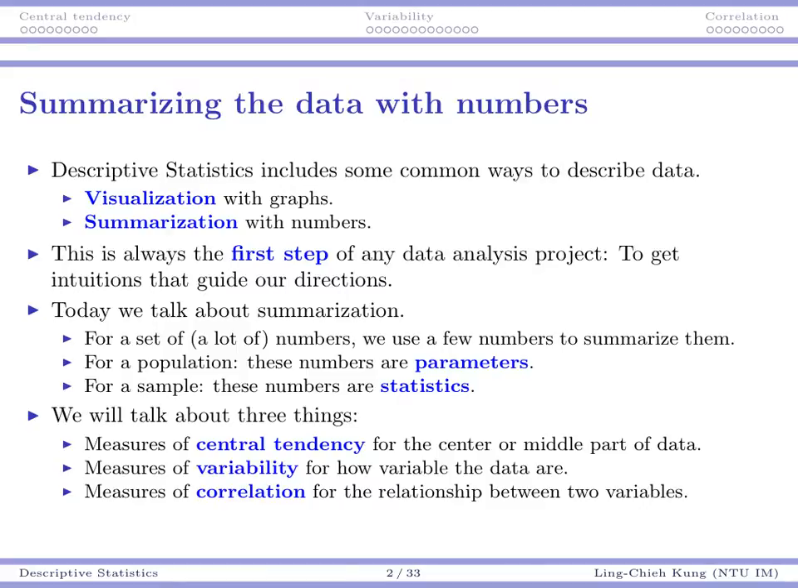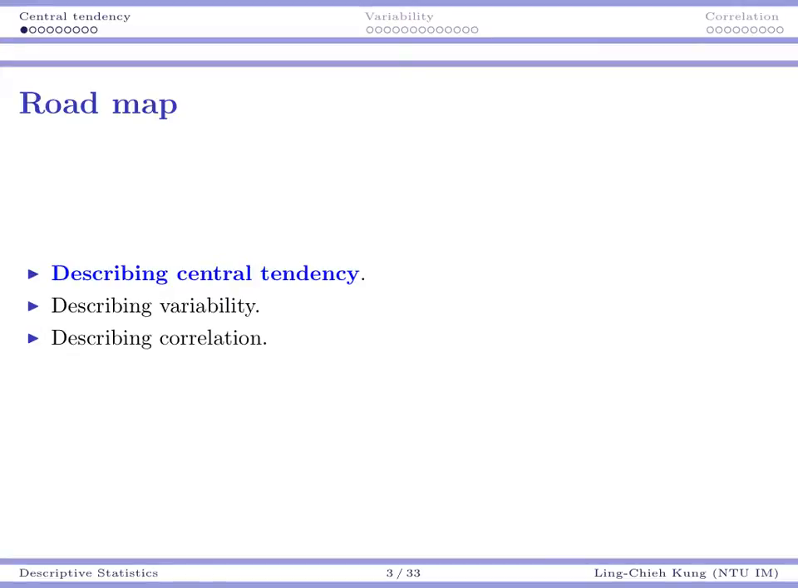We will talk about three things today. We want to have some measurements of central tendency, which describes a center or the middle part of the data. Or we want to talk about variability, about how the data are variable, or how dispersed the data is. Finally, we want to have a measurement for correlation, so that we may somehow describe the relationship between two variables. So that's our plan today. So in the first video, let's talk about central tendency.